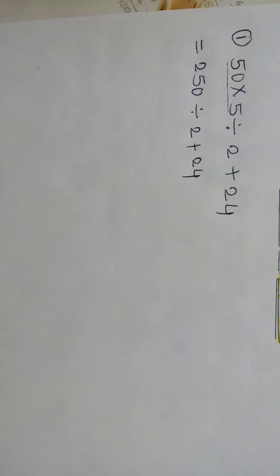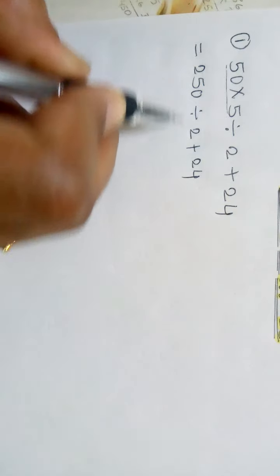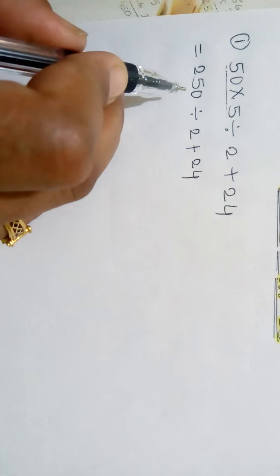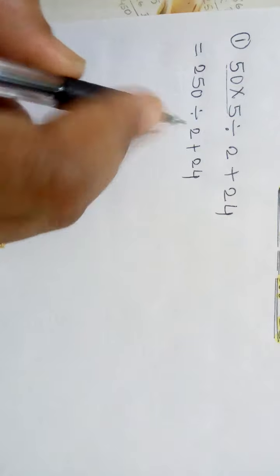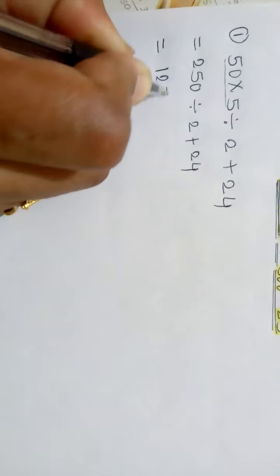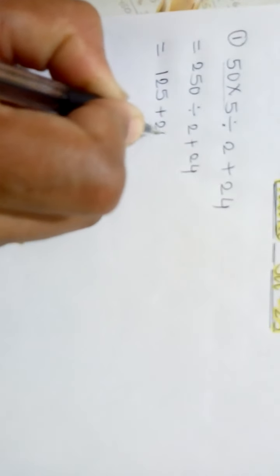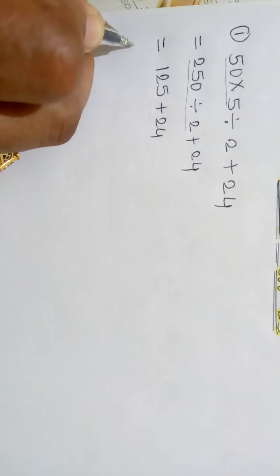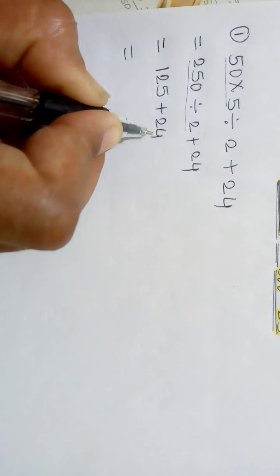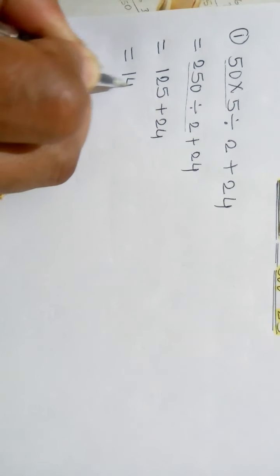Now the same rule we have to follow. From the left side, which operation is there? From multiplication and division only we have to see. Division is there, so we will divide 250 by 2. What is the division? Division is 125, plus this 24 as it is we will write. This operation we have done, its answer is 125 and 24 as it is. Now only addition remains, we will add that. 125 plus 24 is 149. This is our answer of the expression.